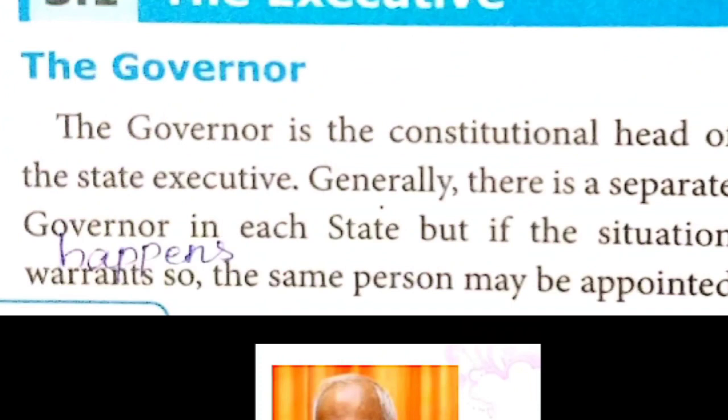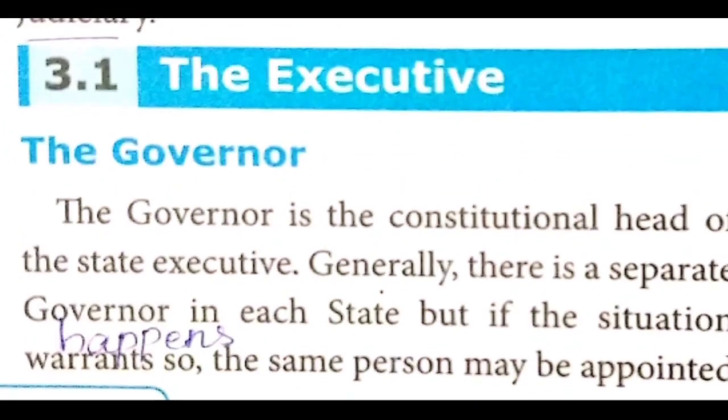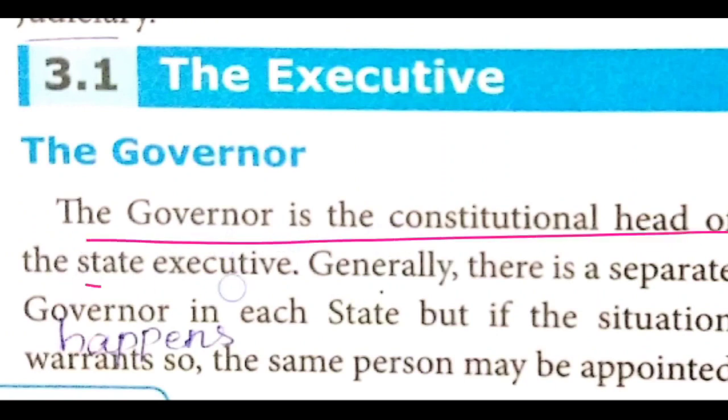The next one, what is given under the heading of executive, 3.1: under the executive, the Governor. The Governor is the constitutional head of the state executive, like that it is given. Governor is the constitutional head of the state executive.